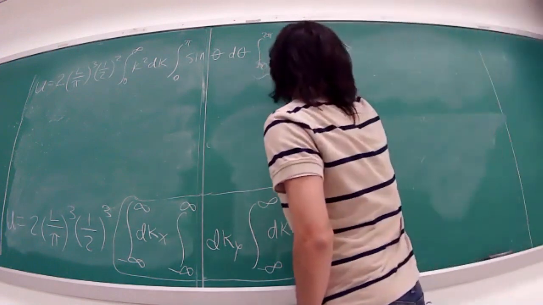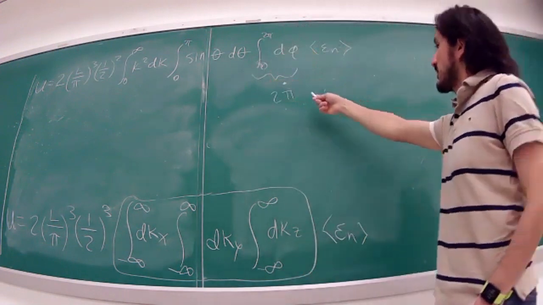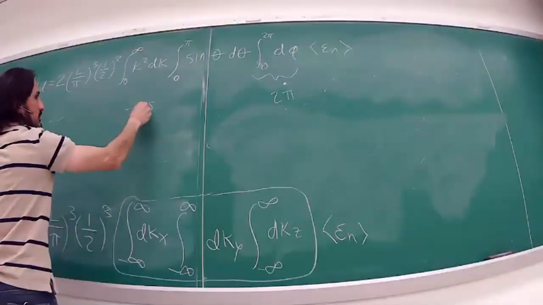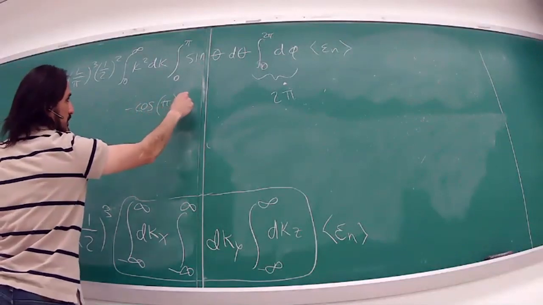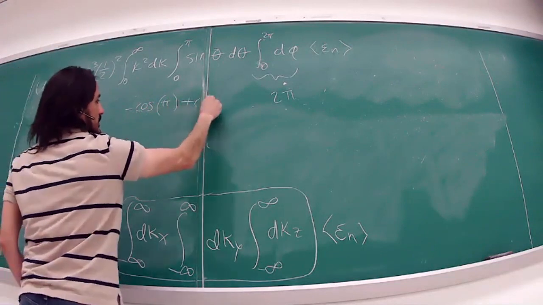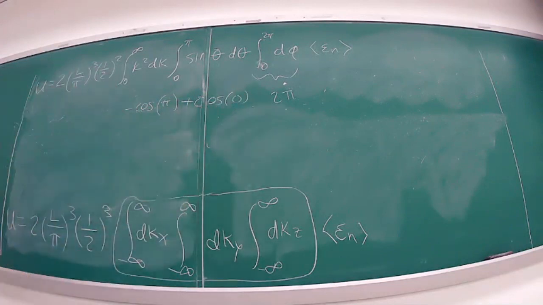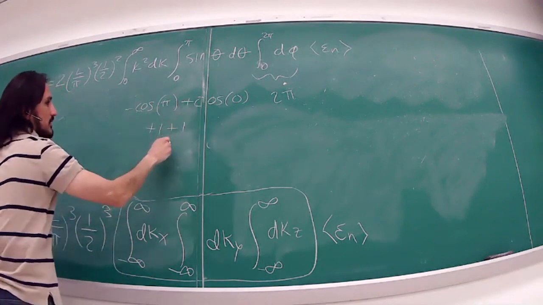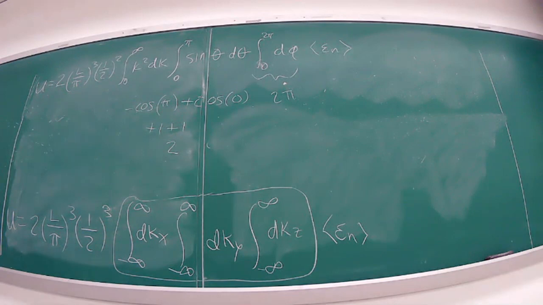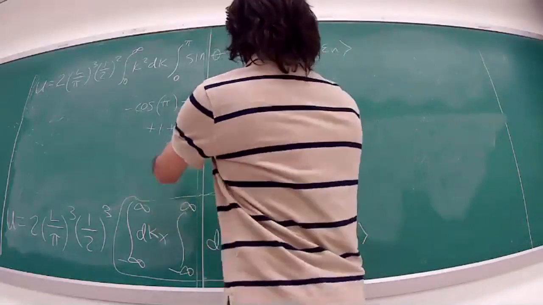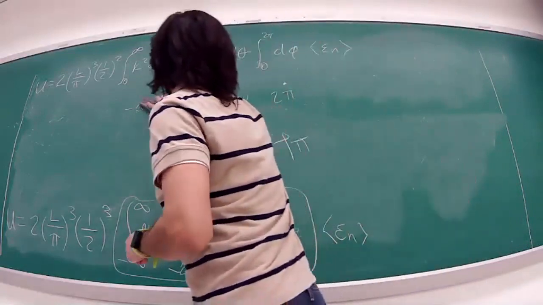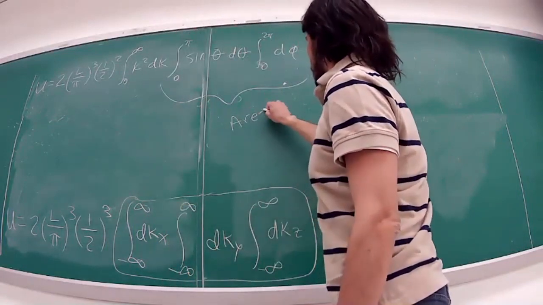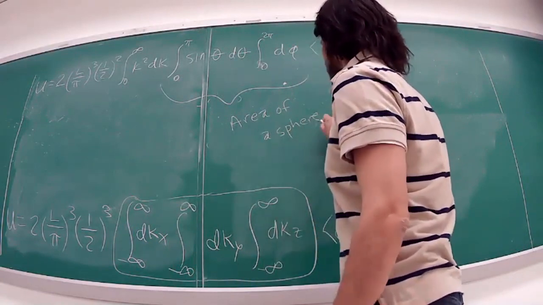Okay, so this part over here is 2 pi, right? It's just d phi from 0 to 2 pi. This one over here is going to be minus cosine of pi plus cosine of 0. So this is minus 1, and then with this minus, you get a plus 1. And this one is plus 1. So this is equal to 2. So this is going to be 4 pi. And that makes sense because this whole thing is the area of a sphere, right?